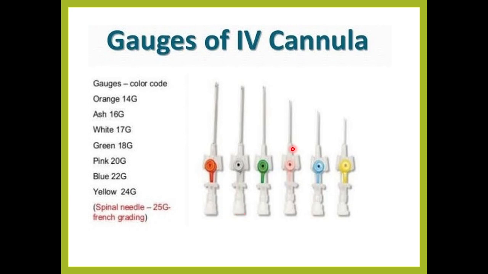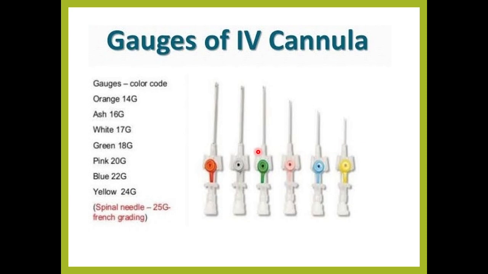The gauge of the cannula, as reflected by its color: we see the yellow and the blue are considered the small ones. Usually the yellow, we see it in the neonatal care unit. The gauge for the yellow one is 24, for the blue one is 22. Once the gauge number is higher, this means the caliber is smaller.